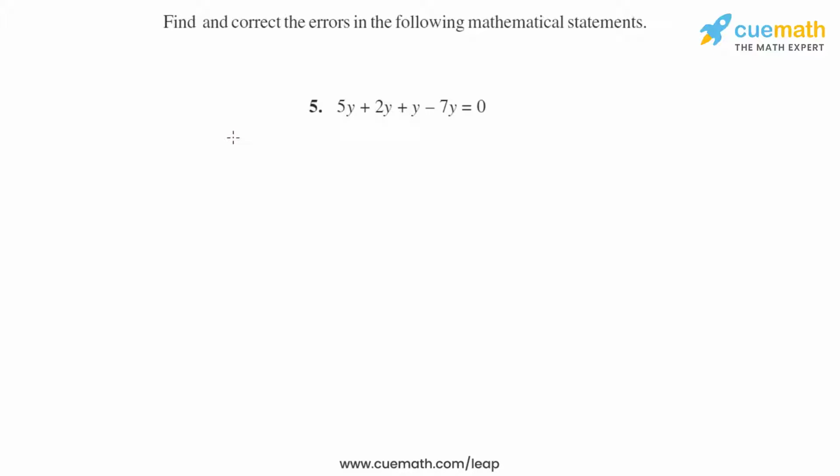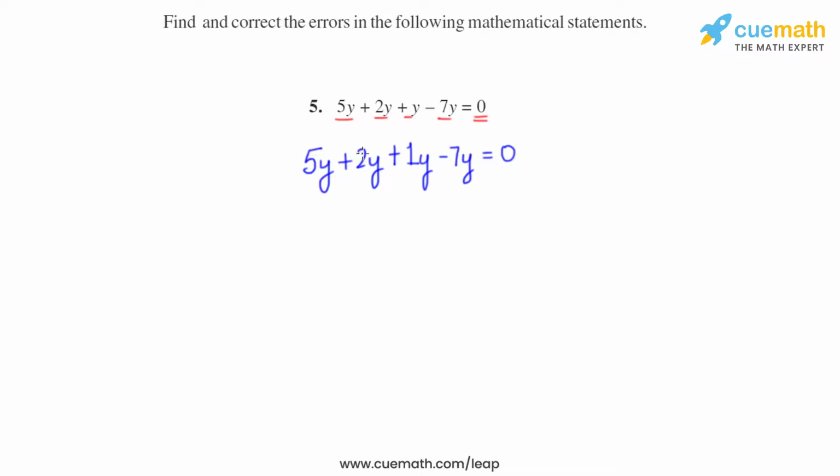Fifth question, we have to find the error and correct it. So you can see 5y plus 2y plus y minus 7y is given equal to 0. So let's check it. 5y plus 2y plus y. Whenever there is a variable and nothing is written with it, it means its coefficient is 1. So y can be written as 1y minus 7y equals 0.